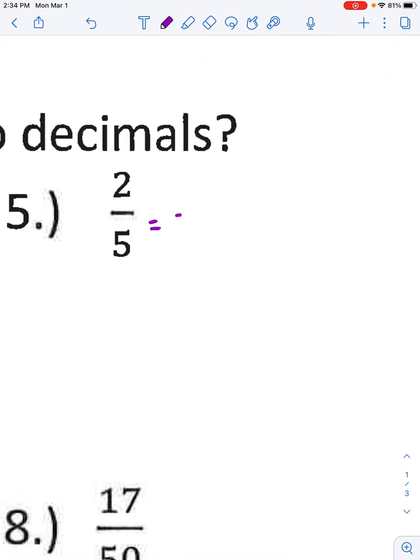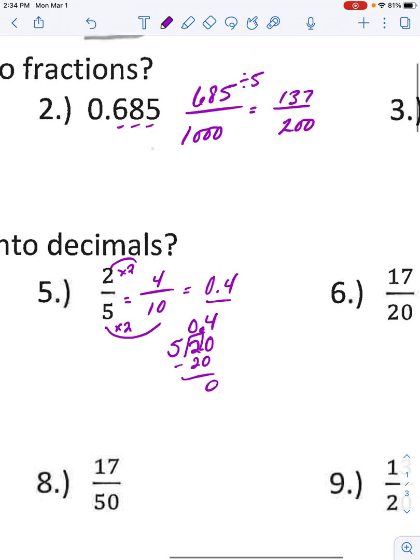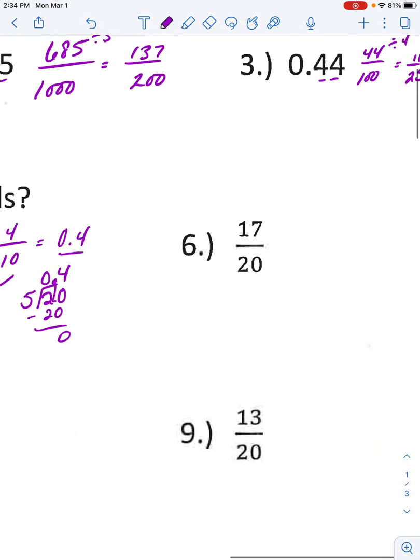You've got options. You can write it as a fraction with a denominator of tenths or hundredths. Times 2, times 2. That's the same as 4/10. I know how to write 4/10: 0.4. Or you can divide 2 divided by 5. Again, we've got options. Divide or make an equivalent fraction.